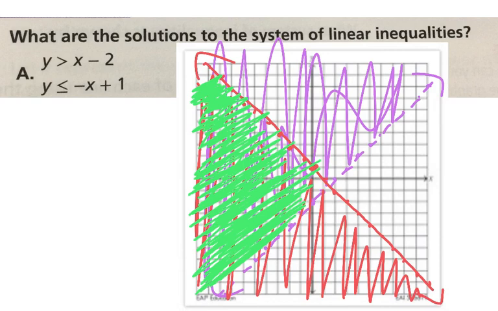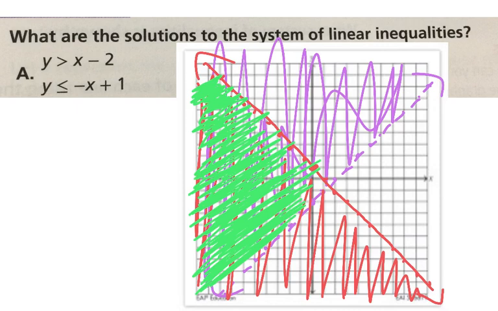That's not a solution. Why not? It's on the dash line. That's correct. Dash line means it's not included. Think about plugging that in here. If I'm plugging in negative 3, negative 5, is negative 5 greater than negative 3 minus 2? So is negative 5 greater than negative 5? No. That's why it's not a solution.